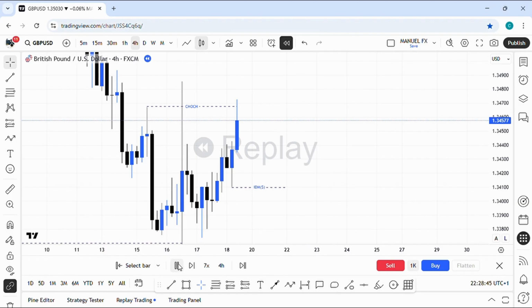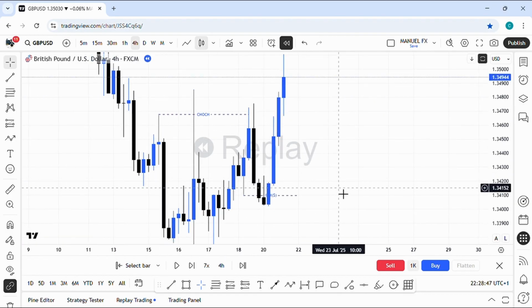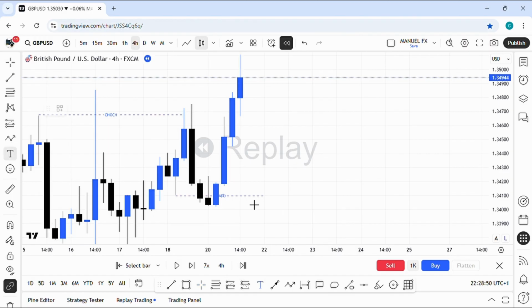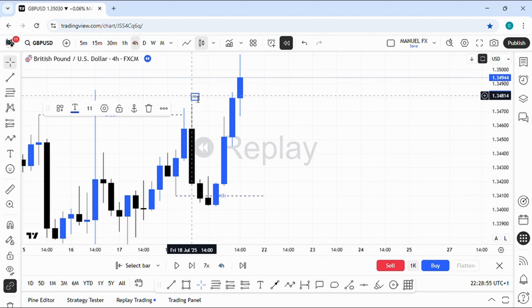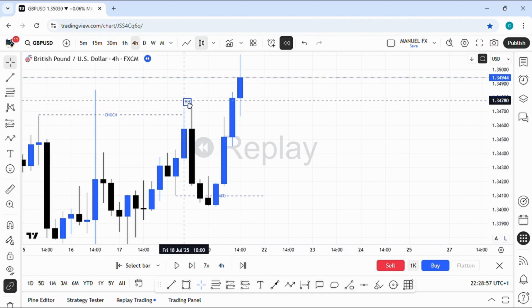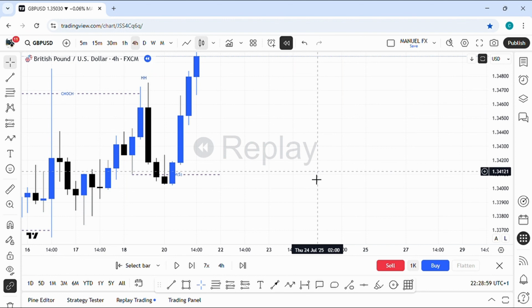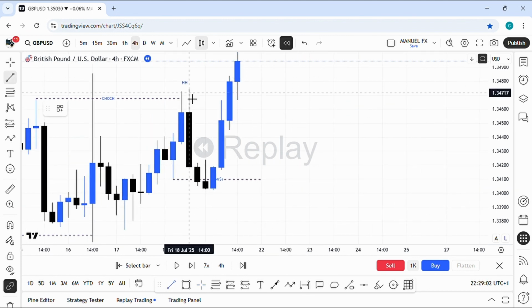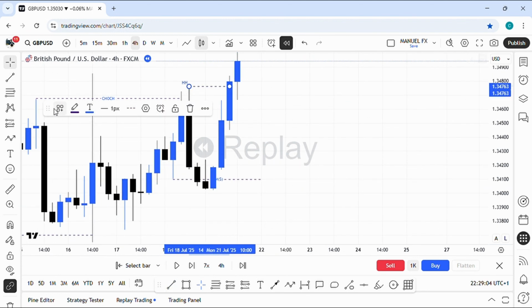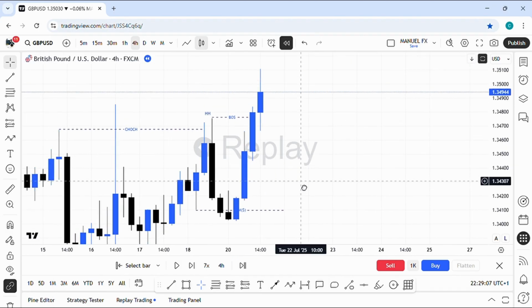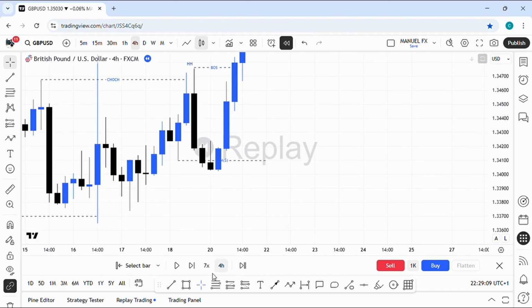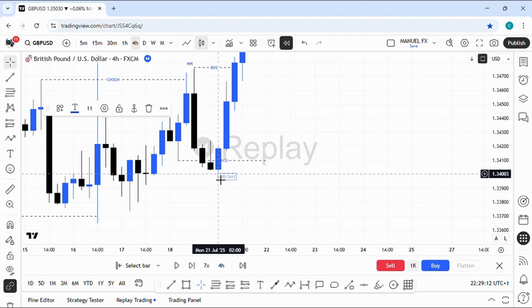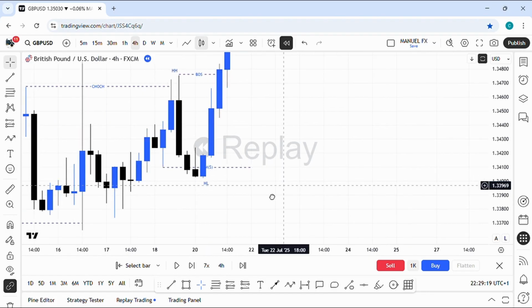So play price, and price takes out the inducement. Once price takes out the inducement, we confirm this level as our higher high. Then this becomes our valid break of structure. Yes, this is it. Why? Because it broke by body. And since this is a break of structure, this becomes our valid higher low.